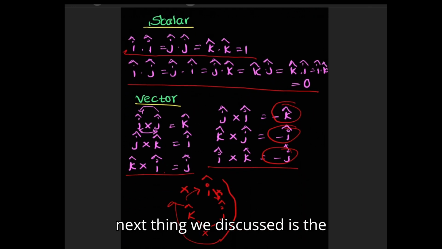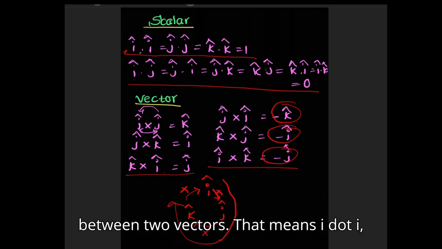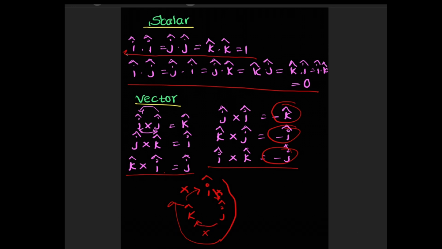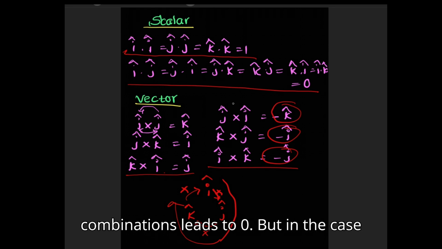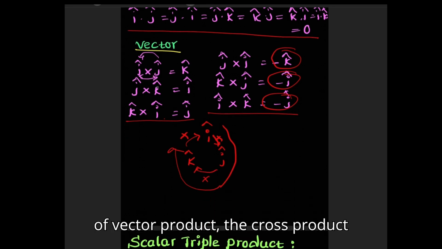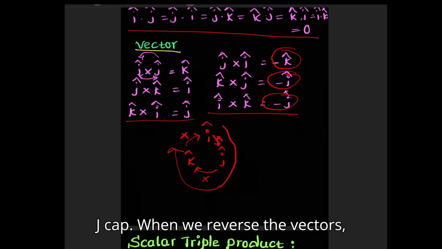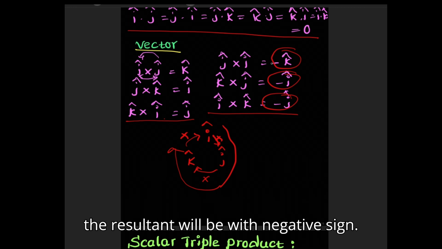The next thing we discussed is the multiplication rules through dot product between two vectors. That means i dot i, j dot j, k dot k is equal to 1. The dot product between unidirectional unit vectors leads to 1. All other combinations lead to 0. But in the case of vector product, the cross product between i and j is equal to k cap, j and k is equal to i cap, k and i is equal to j cap. When we reverse the vectors, the resultant will be with a negative sign.